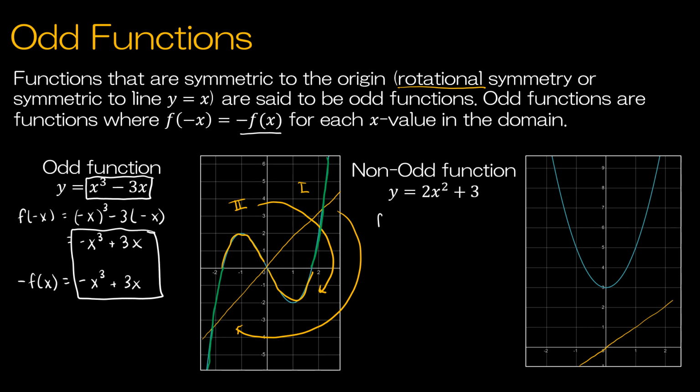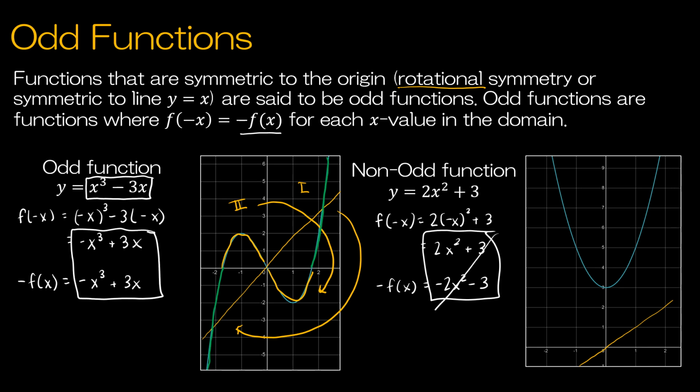I'll do the same here. F of negative x, 2 times negative x squared plus 3 would turn into 2x squared plus 3. Whereas negative f of x would be negating both terms, so that's negative 2x squared minus 3, and these two are not equal, so that is not an odd function.